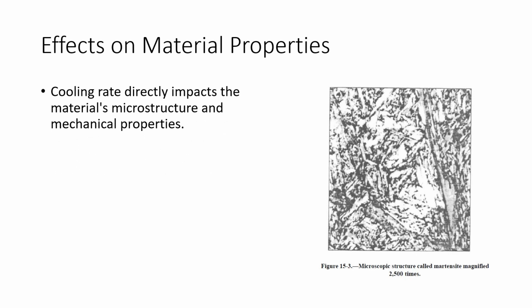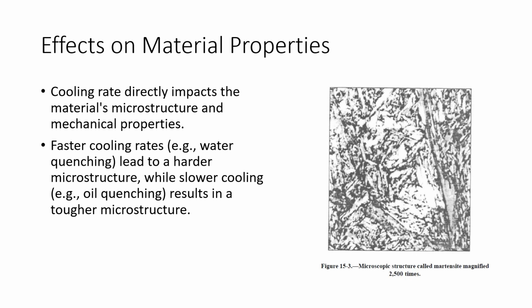So, effects on the material properties. The cooling rate directly impacts how much martensite we're going to get, or what the material microstructure is going to look like, and what our mechanical properties are going to look like. Faster cooling rates are going to lead to a harder microstructure. Slower cooling rates with oil are going to give us a tougher microstructure. Not as hard, but it's going to be more ductile and have a higher toughness. And sometimes we're looking for those properties in a material.